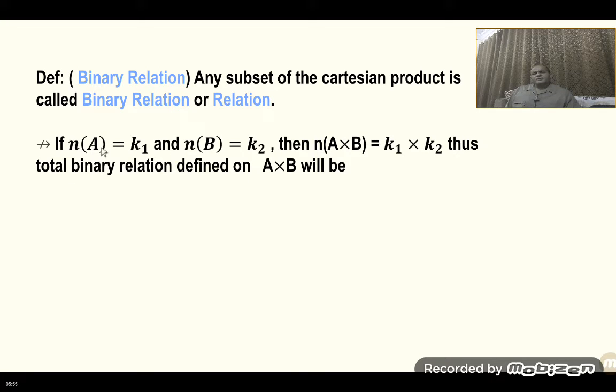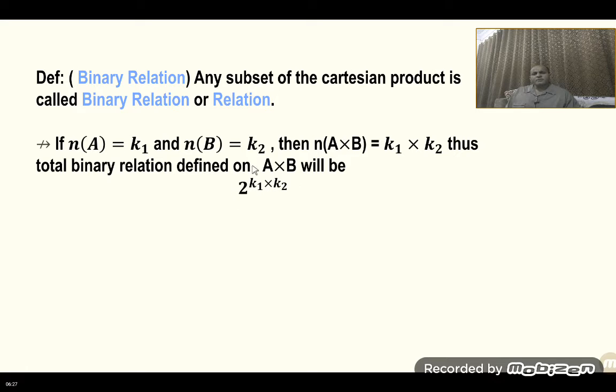If the number of elements in a set A is equal to k1 and the number of elements in a set B is equal to k2, then the number of elements in A cross B, already discussed, will be equal to the number of elements in the first set multiplied by the number of elements in the second set. Now we are interested to find how many binary relations will be there in A cross B. For that we have the formula: it will be 2 to the power k1 multiplied by k2.